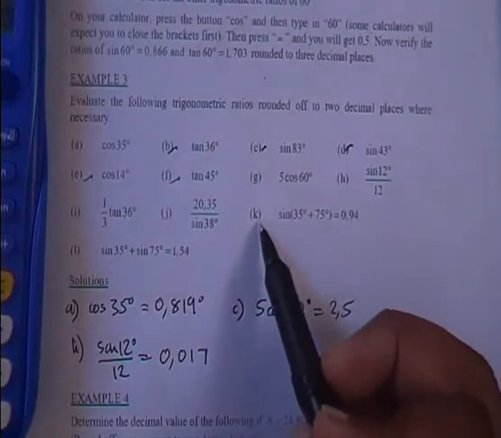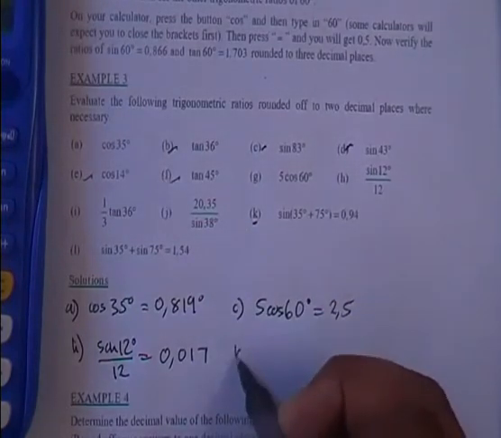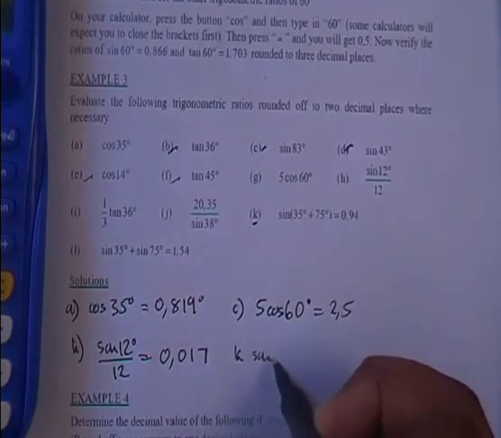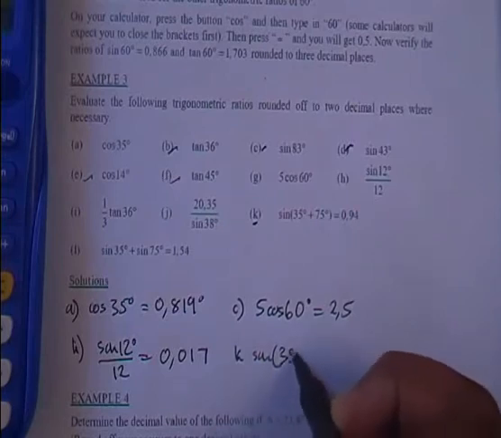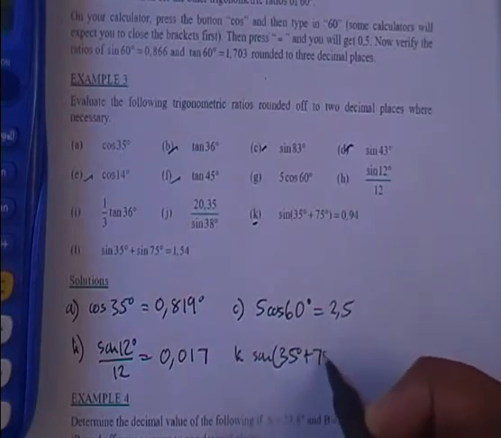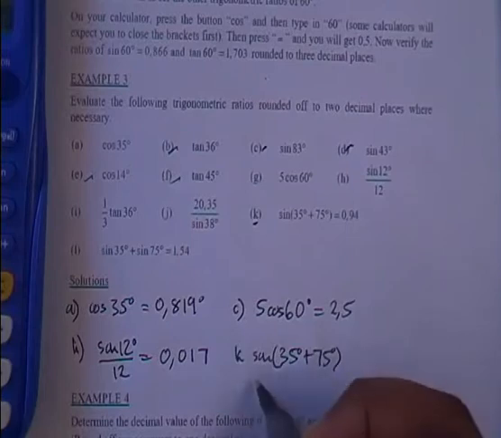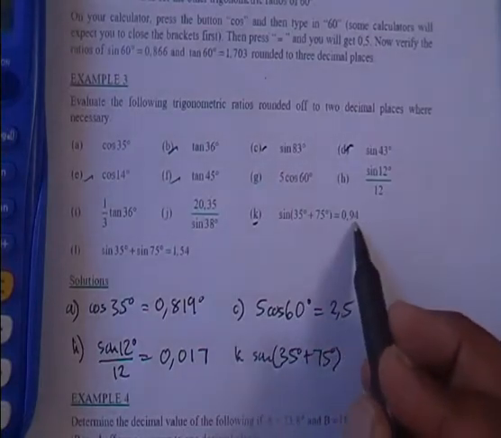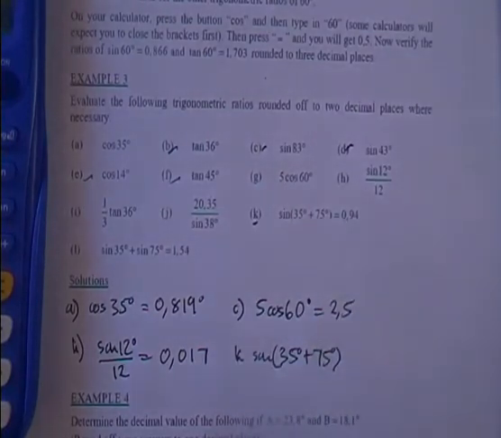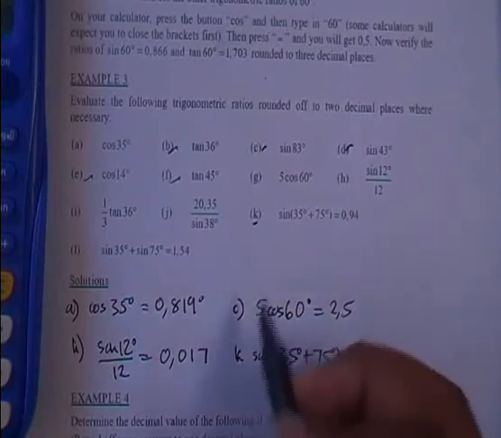Okay, if you have something like K here, all right, so K is sine 35 degrees plus 75 degrees. Okay, all right, they say it's 0,94 here. Let's check and let's see if that is the right answer.